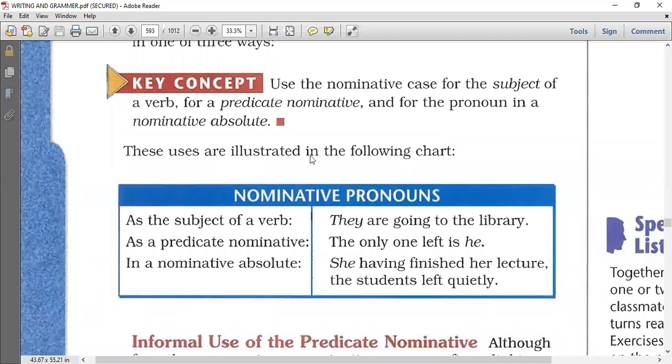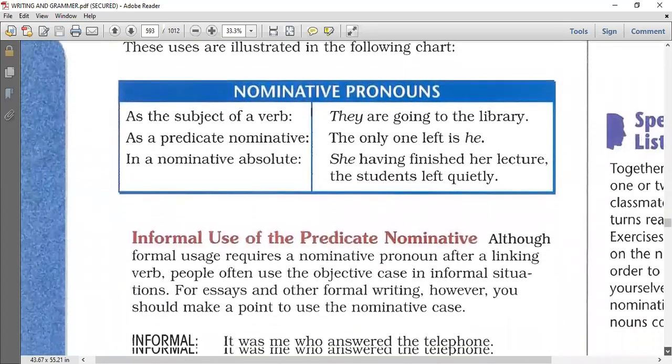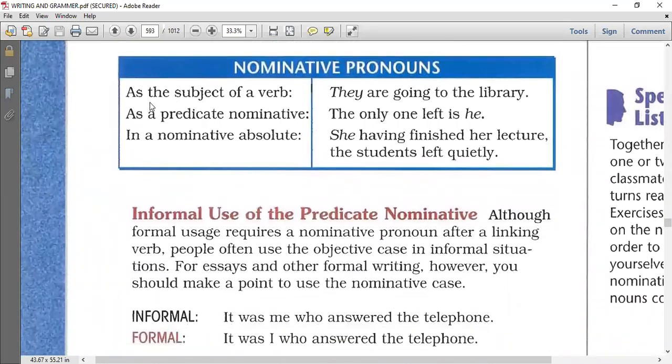These uses are illustrated in the chart. We use the nominative pronouns in these 3 cases. As the subject of a verb: they are. Here, they is the subject of the verb are. This is why it's in the nominative form. As a predicate nominative after a linking verb, like the verb to be. The only one left is he. We can't say is his or is him. Okay? After a linking verb.